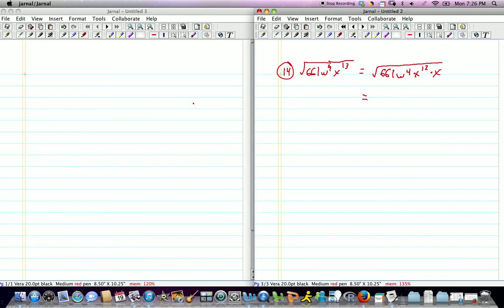And then when I do this, I can take the square root of w to the 4th, it's w squared. I can take the square root of x to the 12th, which is x to the 6th, but I can't take the square root of 661, so it stays underneath of the radical, and I can't take the square root of this last x. So when I do that, I come up with my final answer, which is w squared times x to the 6th, all times the square root of 661x.